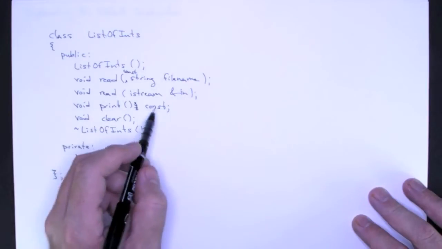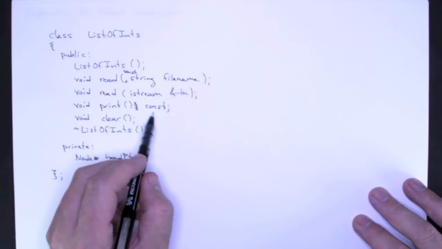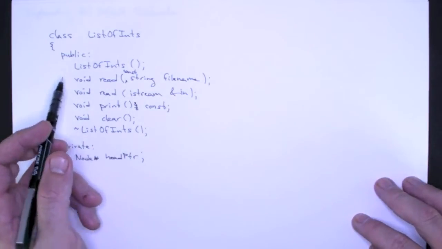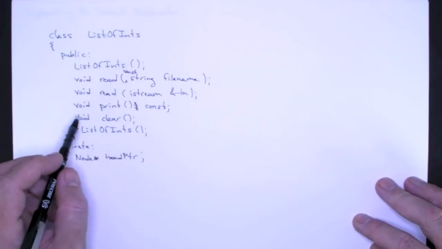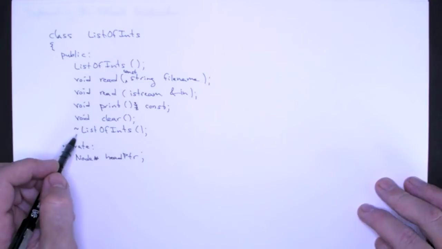We have the print method. That should have been declared as a constant method. I think declaring print as a constant method is a bit more important than declaring the file name as being constant. Then we're going to have a clear method and our destructor.